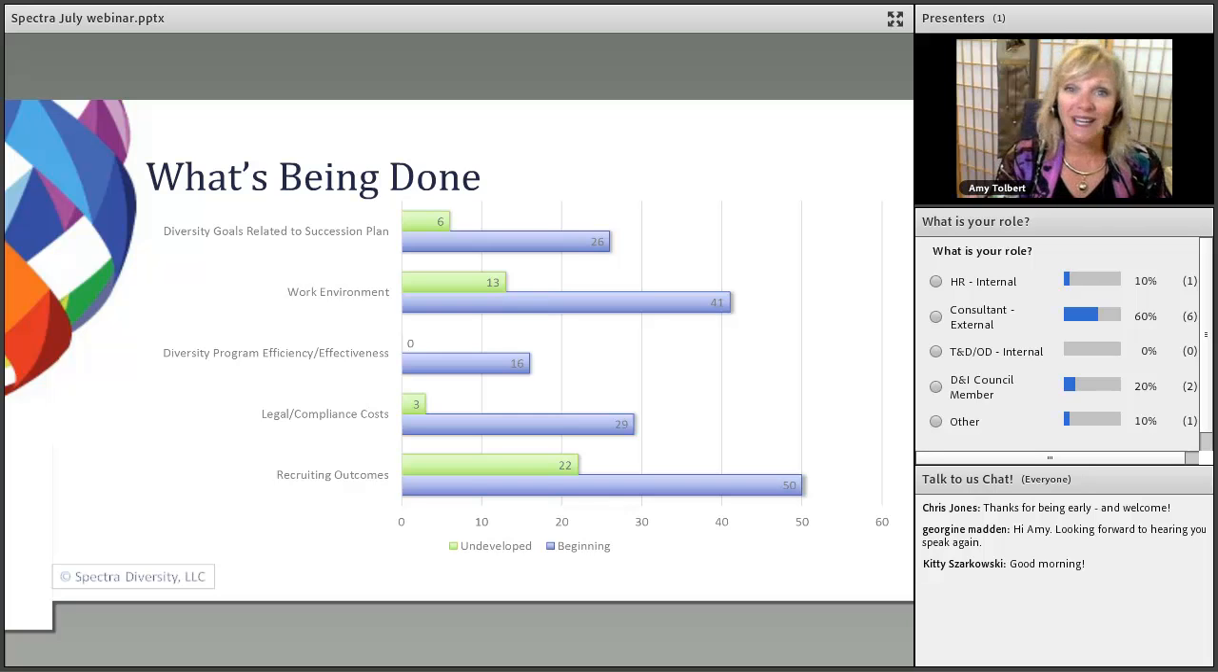Okay, the good news. What is being done? Well, you can see that organizations, the blue line is people that are really beginning their efforts. They're already into it. They're moving forward. And the greens are more saying what are we still not doing? What's underdeveloped? So the beginning line, you can see from just a perspective here of recruiting, overall legal and compliance goals. That's a smaller one, and that's one that we're always saying we're measuring. But look, in comparison to some other ones, look at the work environment. Look at the diversity goals related to a succession plan.